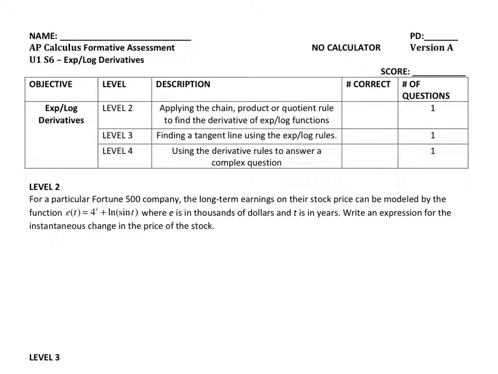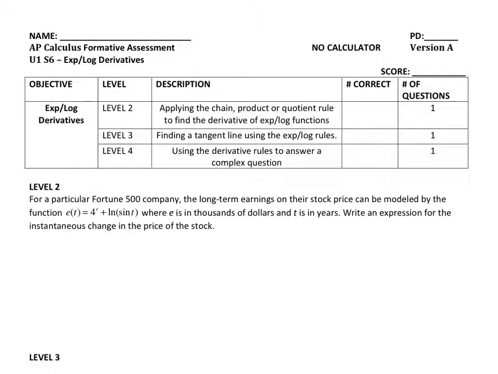This video is for the Unit 1 Skill 6 formative key on exponential and log derivatives. So as we saw in class, the exponential and log rules are exactly that, another rule that we are learning about derivatives. The good news is we are getting close to being done with all of the rules that we will learn in this class. So for the foreseeable future, it will be using and applying these rules.